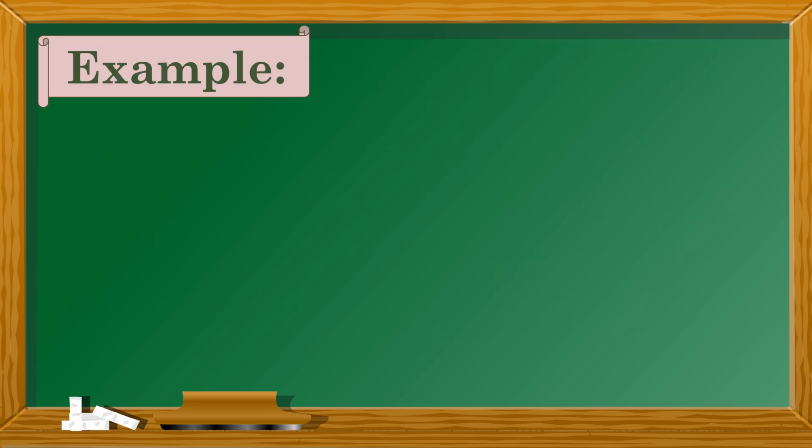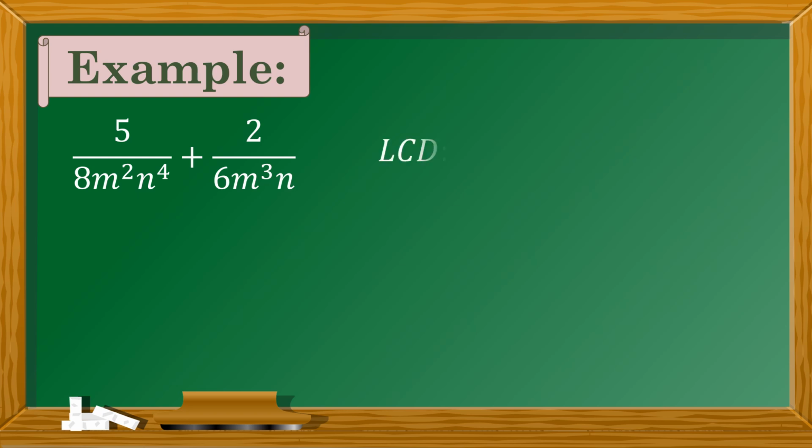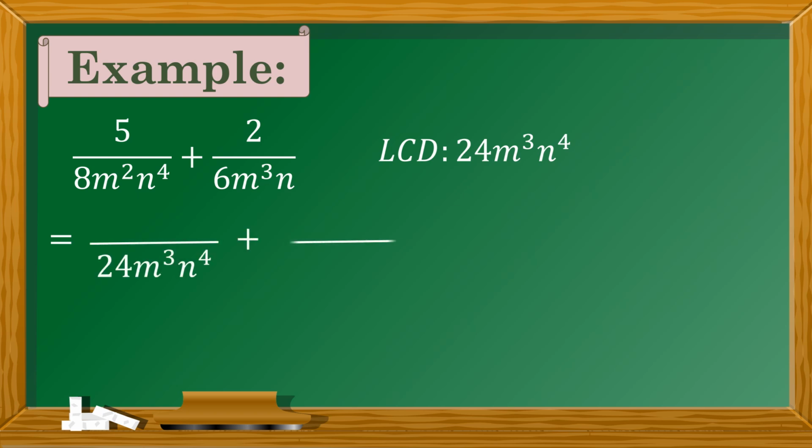Let us now add or subtract rational algebraic expressions. First example, 5 over 8m squared n to the 4th power plus 2 over 6m cubed n. Since these expressions have different denominators, we have to first find the LCD. So the LCD is 24m cubed n to the fourth power. Then we have to write the equivalent expression of each rational expression so that the denominator of each expression will be 24m cubed n to the fourth power.